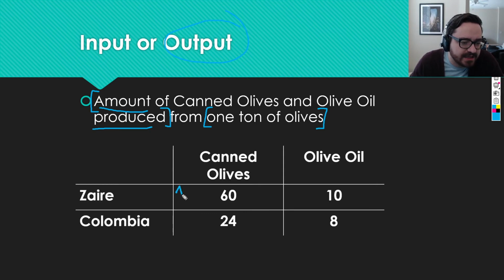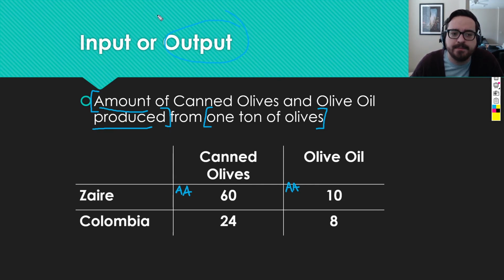Who can make the most canned olives? Zaire. Okay? Because again, absolute advantage shouldn't take you long to figure out. Once you know it's input or output, you should be able to do absolute advantage in a beat. It's like, oh yeah, they can make more. And then who can make the most olive oil? Yeah, it's still Zaire. So, absolute advantage for both goes to Zaire. Easy peasy. Comparative advantage time.